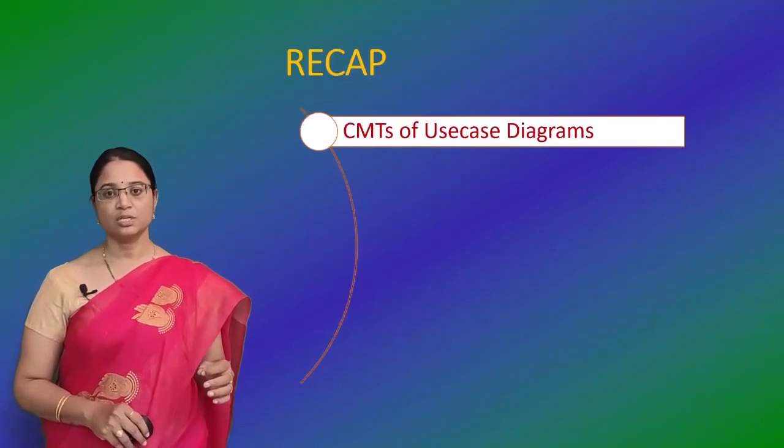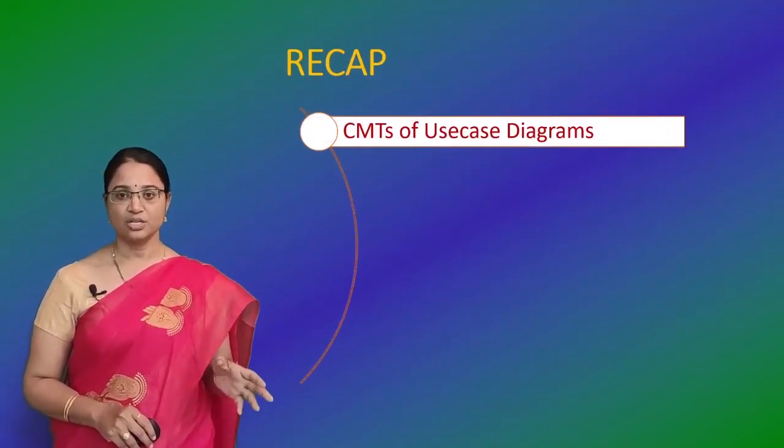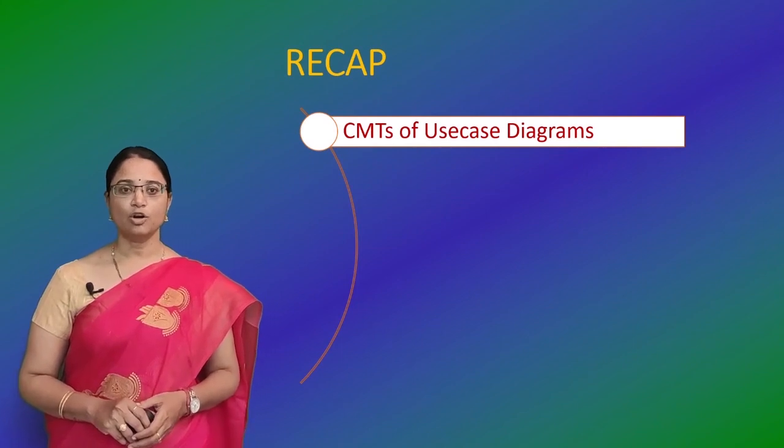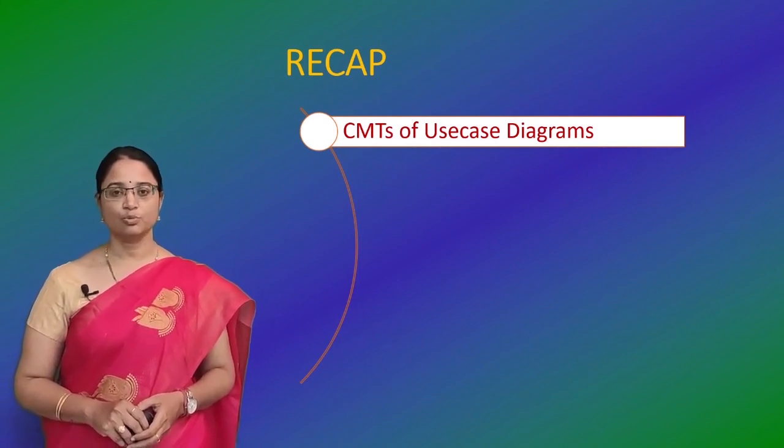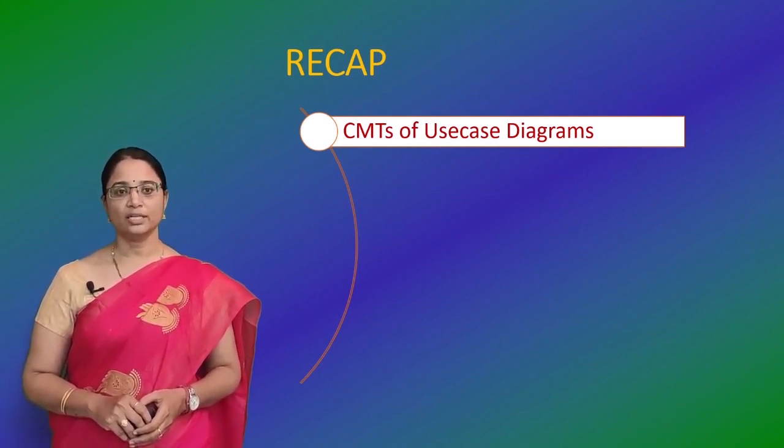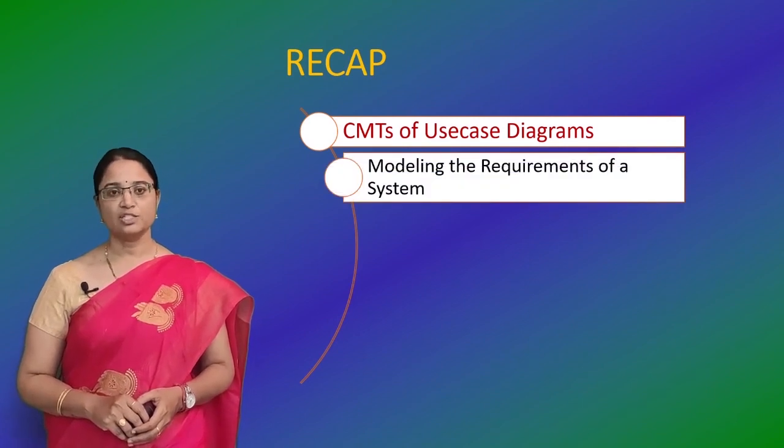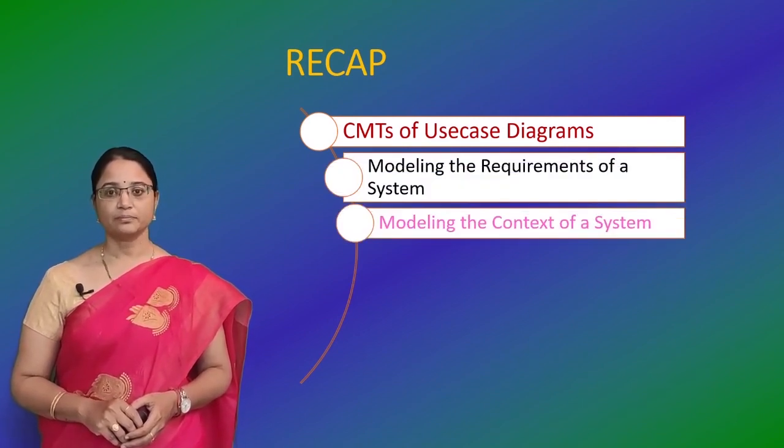And next, we have seen about use case diagrams. In the use case diagrams, we have discussed the relationships such as generalization, extend, and include. And coming to the common modeling techniques of use case diagrams, we have discussed modeling the requirements of a system, and next is modeling the context of a system.